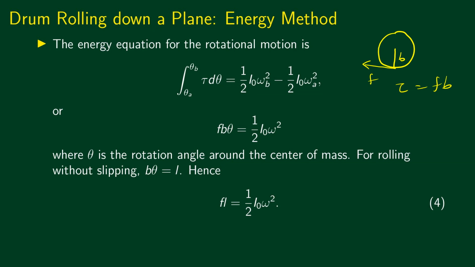Now for rolling without slipping, we introduce the condition that it is rolling without slipping. We have discussed the case of rolling without slipping many times. The condition can be written as b theta is actually the distance traveled. If this is theta, then b theta is the distance traveled L. If so, there is no slipping. If the distance traveled is different from b theta, then there is some sort of slipping involved. We have explained this earlier. This condition can be written as b theta is equal to L. So from here you get F L is equal to half I0 omega square.